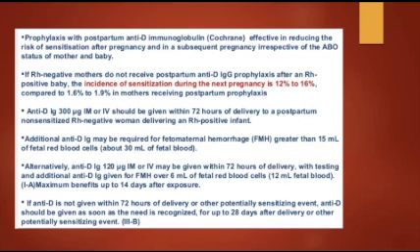Additional anti-D immunoglobulin may be required for fetal-maternal hemorrhage greater than 15 milliliters of fetal red blood cells. If anti-D is not given within 72 hours of delivery or other potential sensitizing events, anti-D should be given as soon as the need is recognized. So it can be given from 10 days after delivery and up to 28 days after delivery, or other potential sensitizing events.